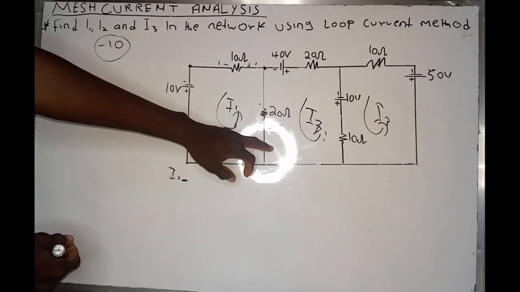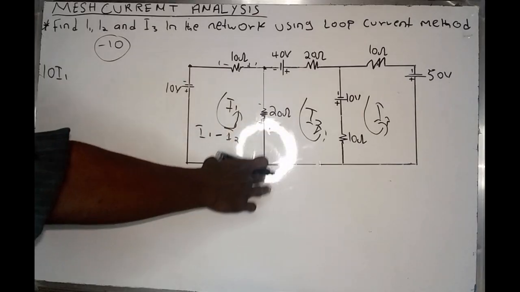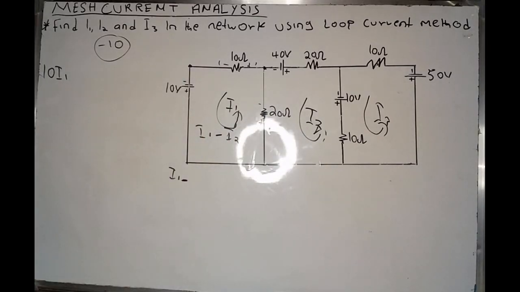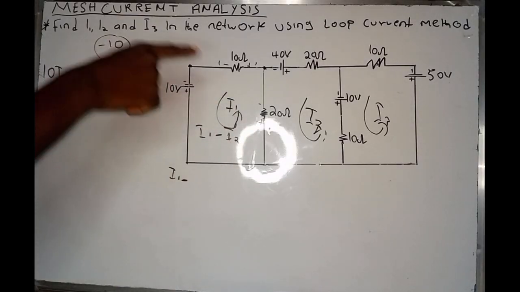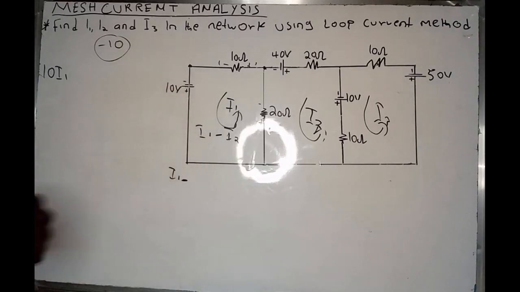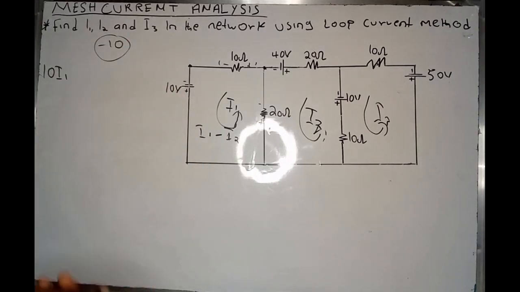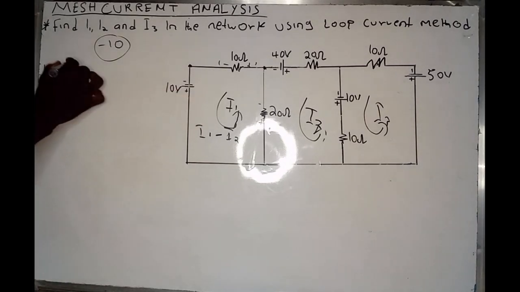I will first start with I1, and then subtract the second loop, I2. But if I'm calculating the second loop, I will say I2 minus I1, because I2 comes first, since I'm calculating in I2. So in the first loop, I have to put I1 first before I2, because I'm calculating in my first loop.